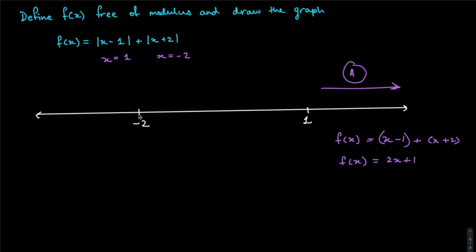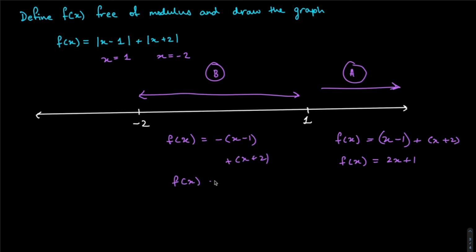Let's look at the region when x is greater than negative 2 but less than 1. I'm going to call this region B. In this region, x minus 1 is going to be negative, so it's minus of x minus 1. But x plus 2 is still positive, so I have plus of x plus 2. This simplifies to minus x plus 1 plus x plus 2. Minus x plus x will cancel, so f of x is equal to 3.